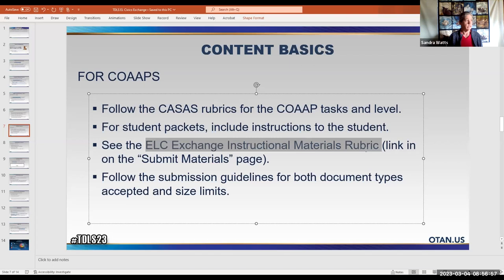And here's the rubric. It's called the ELC Exchange Instructional Materials Rubric. The link is right in the Submit Materials page. So literally all you do is click the link. It'll download that rubric for you. And then you just follow the submission guidelines. They specifically state which document types they can take and the limit on size of the file. I didn't have any problem doing mine, and my student packets can be 15, 20, 23 pages long. So I did not have any problem with that. Okay. All right. Any questions so far, Karen, before I go?